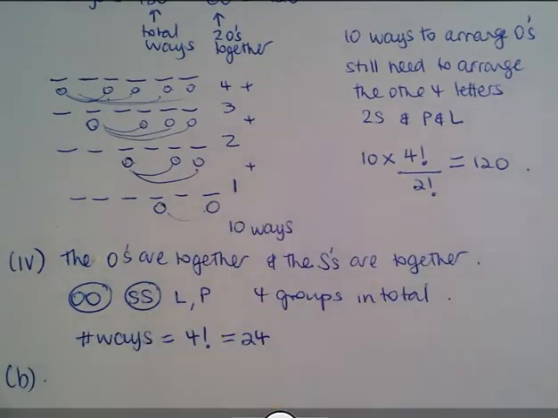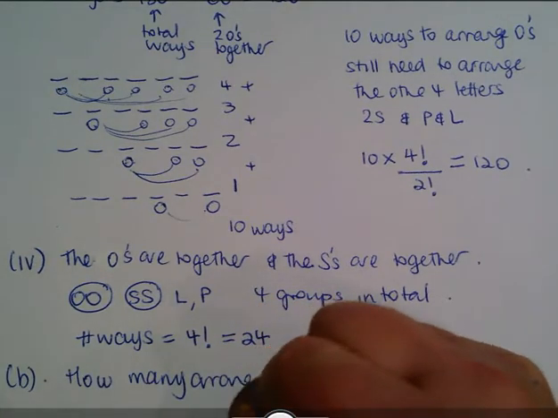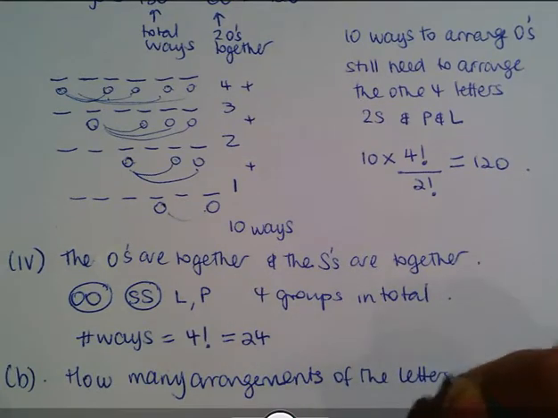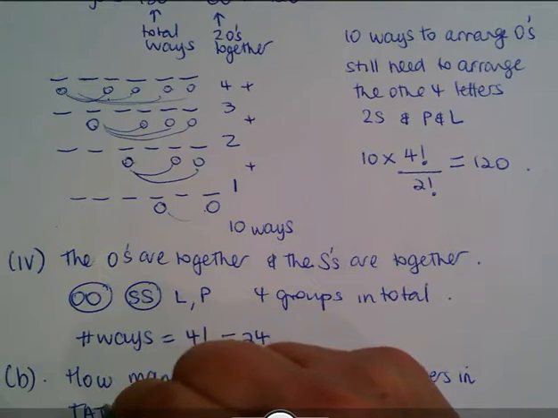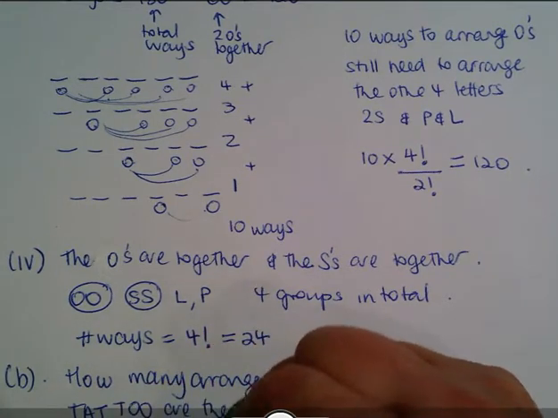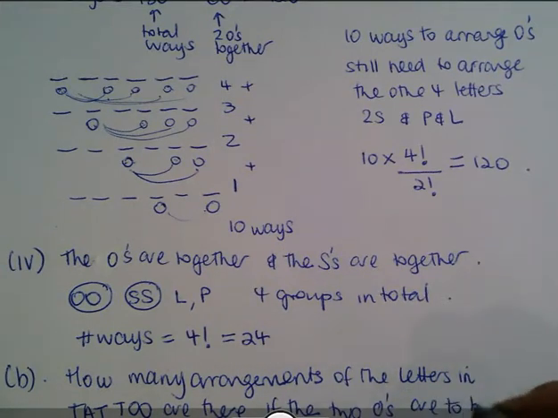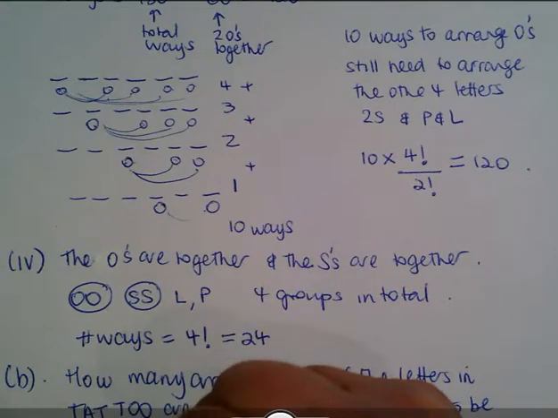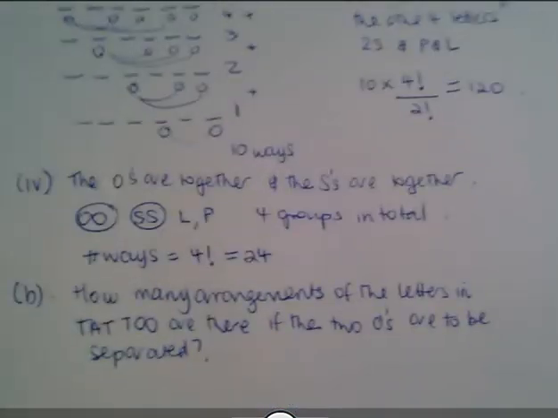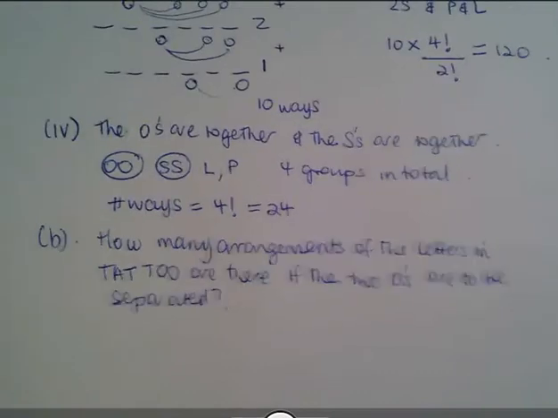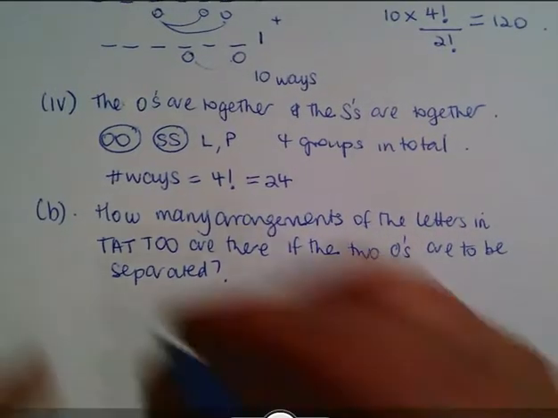Now part B of this question: how many arrangements of the letters in tattoo are there if the 2 O's are to be separated. Now, remember this was guided in part A, so you know what to do. You're going to do the total ways without restrictions, and then let's put the 2 O's together, and then you can subtract. That is really going to be the easiest way, but remember we've got repeating T's as well.